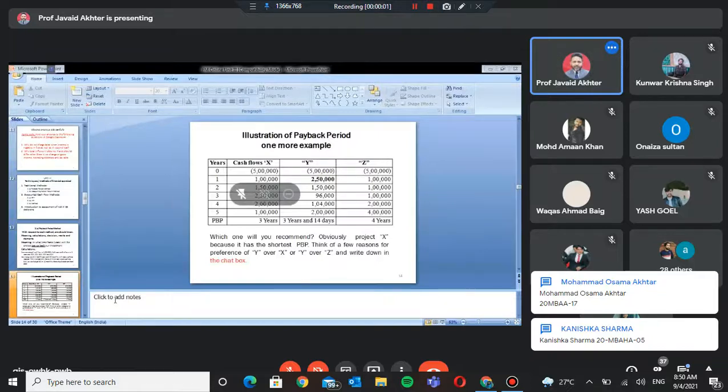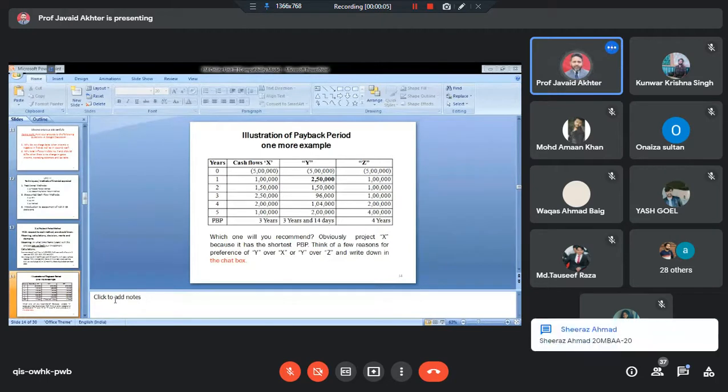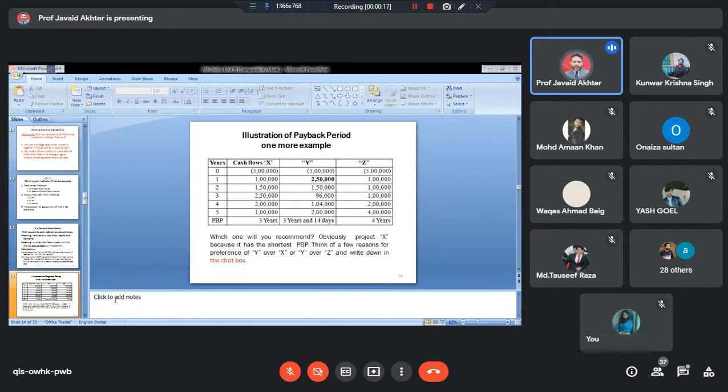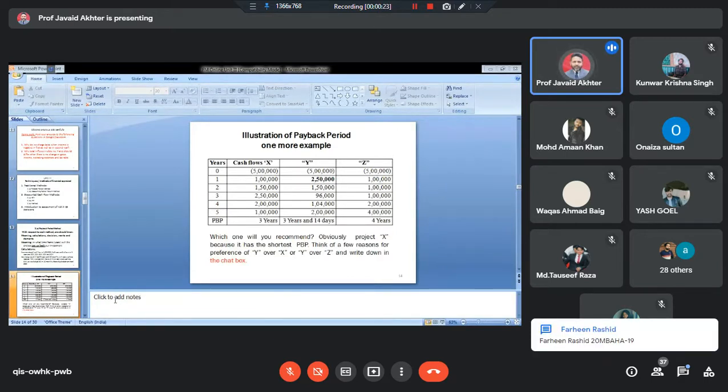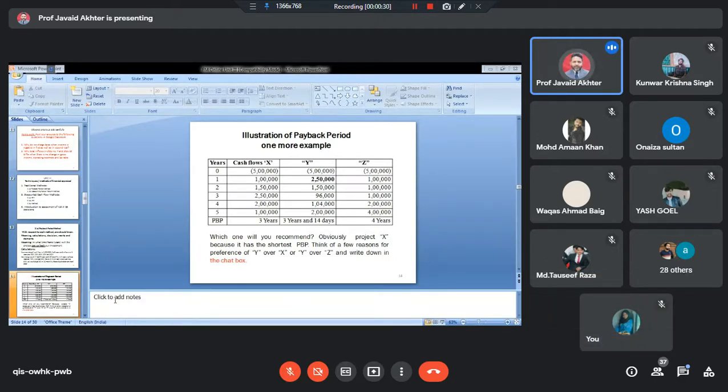Its advantages, and one of the advantages that I discussed was that it takes into consideration the risk. Many of you have explained what risk was all about, but still we were not in a position to conclude how the risk coverage, or risk as an advantage, is related to the payback period method. I'll explain it now because most of you were not able to relate it.